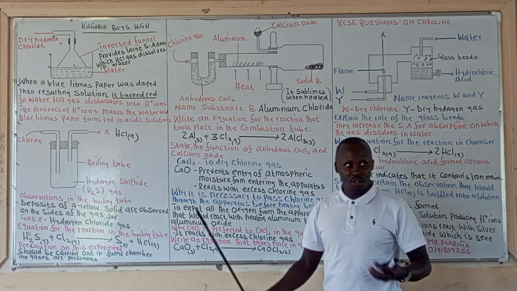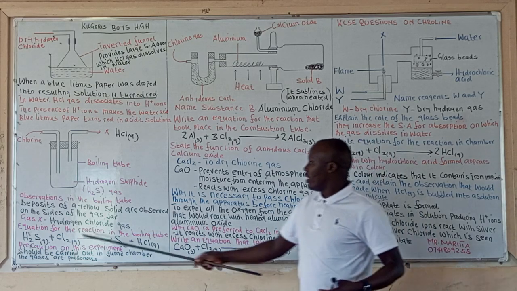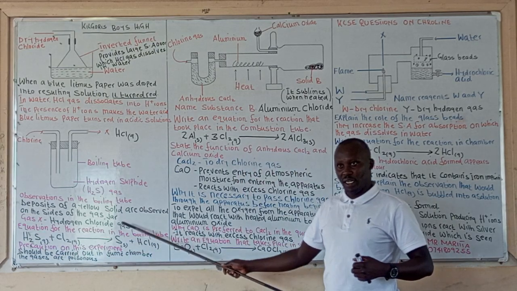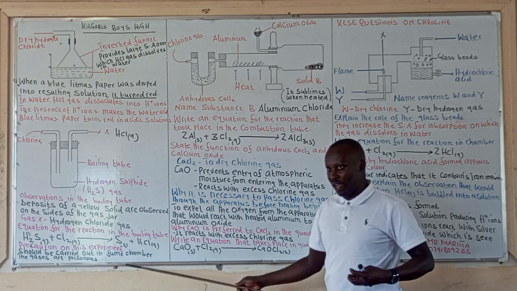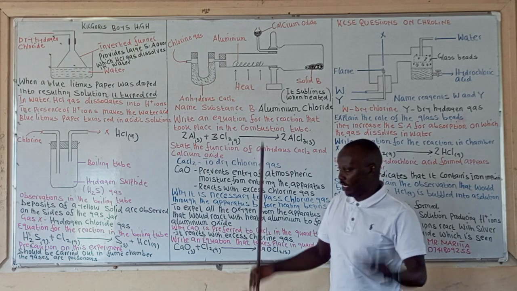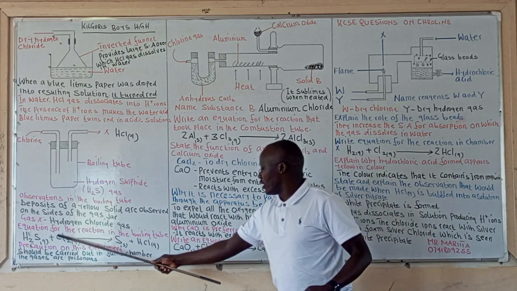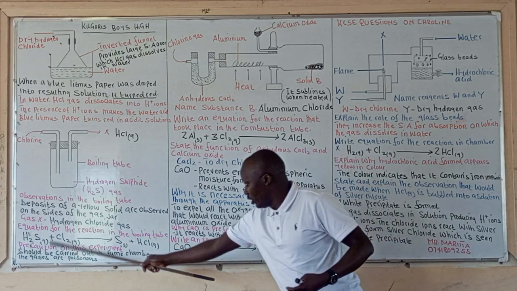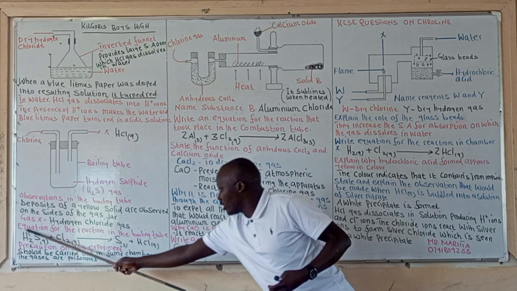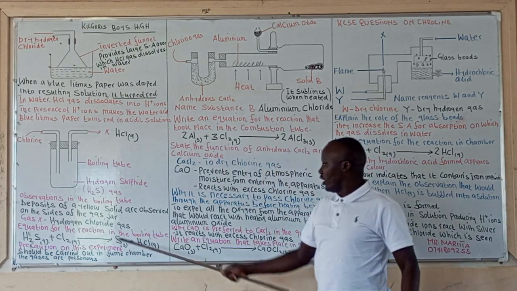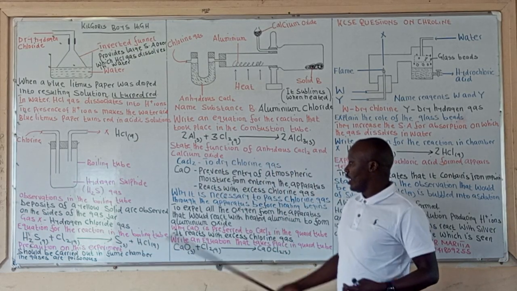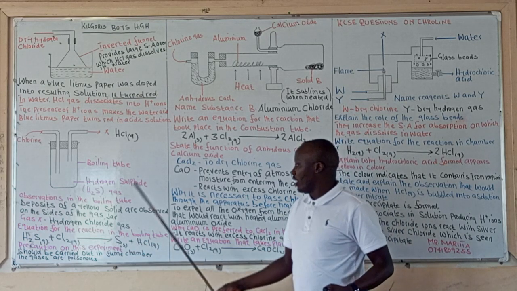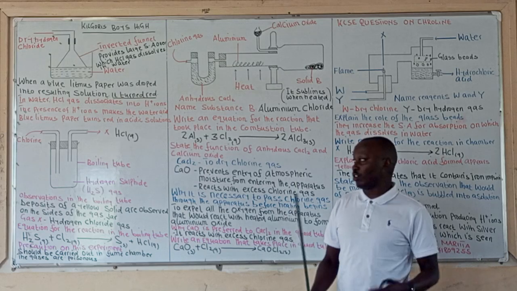Why do we have this yellow solid? The yellow solid is because the hydrogen sulfide is being oxidized to sulfur, which is a yellow precipitate or a yellow solid. The chlorine gas is reduced. So we can see that you have a yellow precipitate of sulfur, and then you have the hydrogen chloride gas.